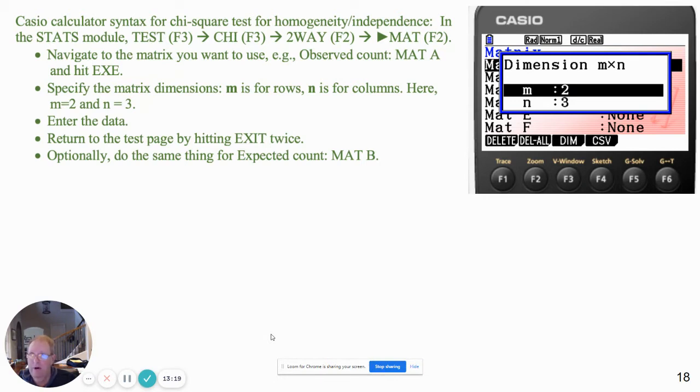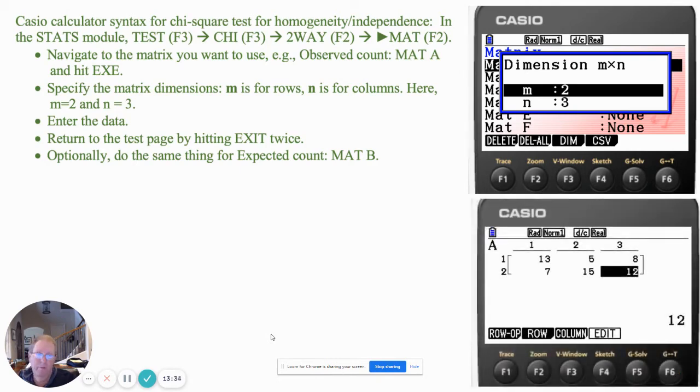So now let's see what we do here. Now we hit 2 and 3, and then we hit enter, and you should be presented with a table that looks something like this. So now we want to enter the observed data in our table. So we enter our observed data. I'll give you a second to enter the data. Now you want to return to the test page by hitting exit twice. So I back up, I hit exit twice. And now I want to hit execute.